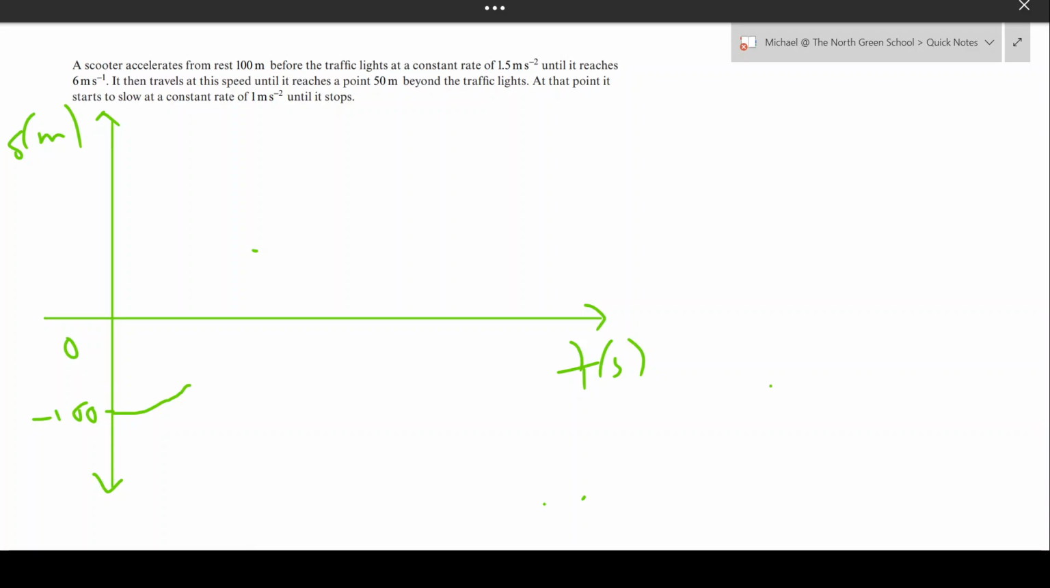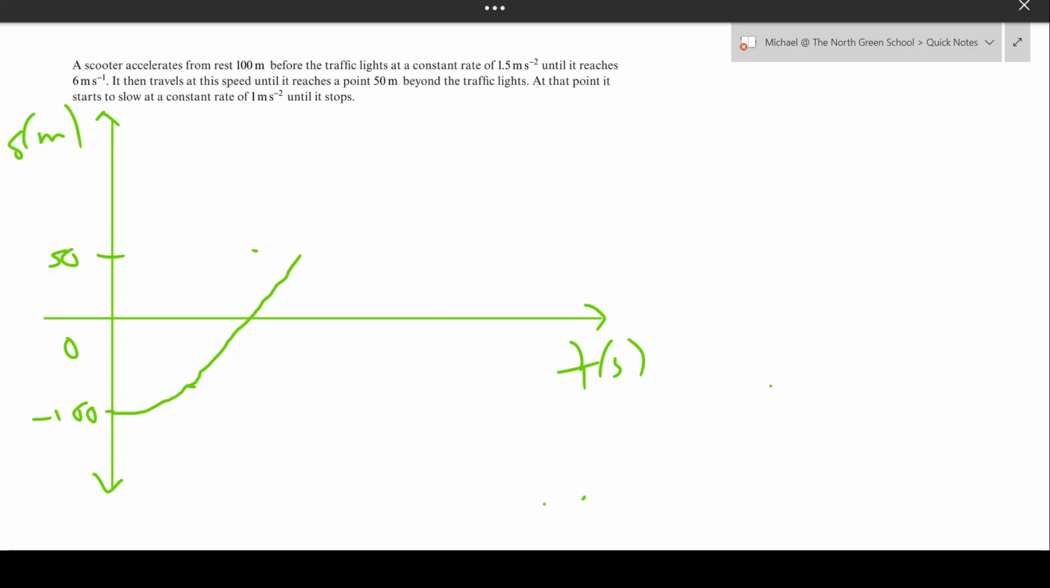They tell us after it reaches 6 meters per second it stays at a constant speed. Constant speed means constant gradient, so then we need a straight line because the line is what has constant gradient, something like that. And then they tell us it continues until it reaches a point 50 meters beyond the traffic lights. So at this point it should be 50 meters in front of the traffic lights. So we have a straight line to show constant speed, and then it ends at 50 meters ahead of the traffic lights. Then it starts to slow down, so the speed is reducing.